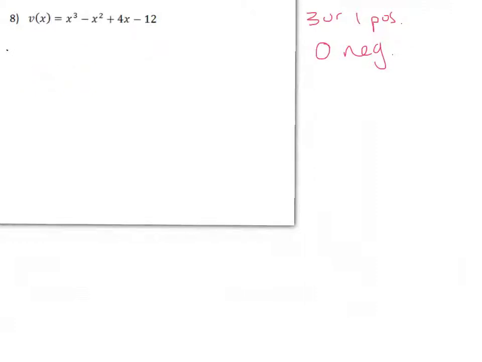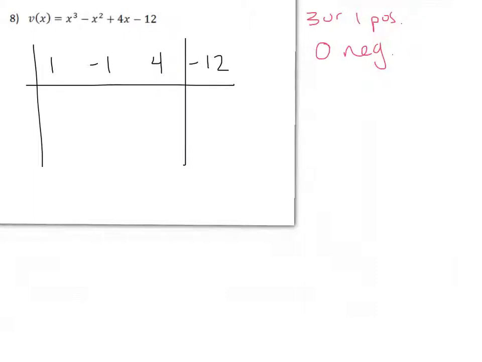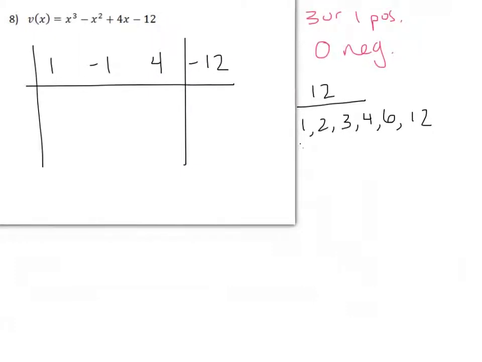We'll use synthetic division to help us. Here we'll set it up. So we'll have 1, negative 1, 4, negative 12. Now here, because we have 0 negatives and 3 or 1 positive, we're only going to try positive ones. And we're going to try the positive ones of our factors of 12. So factors of 12 would be 1, 2, 3, 4, 6, and 12. So we're going to try those. And we can start at any one of them we'd like to. I would suggest that you just start at 1 though and work your way up.